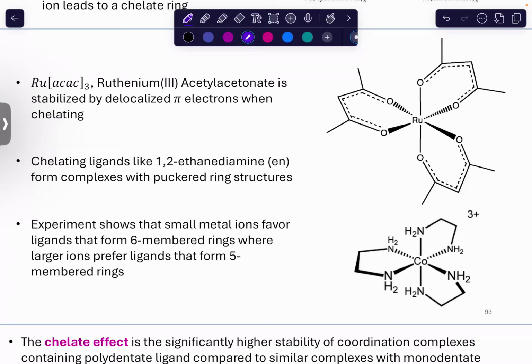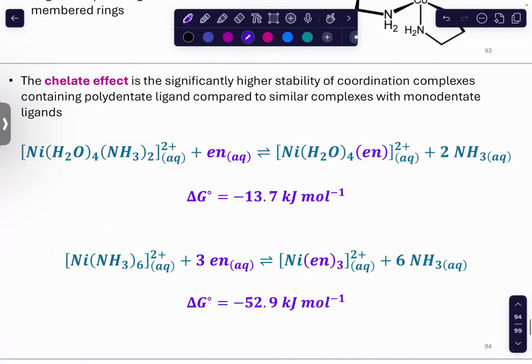Experiment shows that small metal ions favor ligands that form 6-membered rings, whereas large ions prefer ligands that form 5-membered rings. So let's say they both have a positive 2 charge, but one's smaller than the other. The smaller one is going to favor more interactions. We've already talked about this. What's the driving factor there? The reduced radius, more electron density. Charge density. Yeah, okay, the charge density is going to be a driver there.